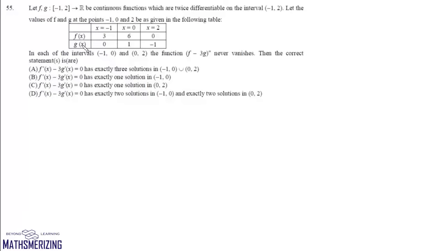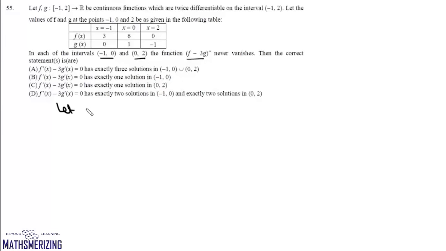Now here we are given f(x) and g(x), and we are given values at -1, 0 and 2. And it says in each of the intervals (-1, 0) and (0, 2), the function (f minus 3g)'' never vanishes. Now we need to find which of the following statements is true.